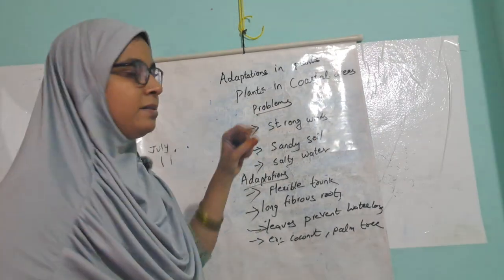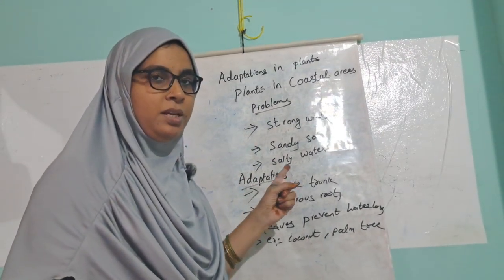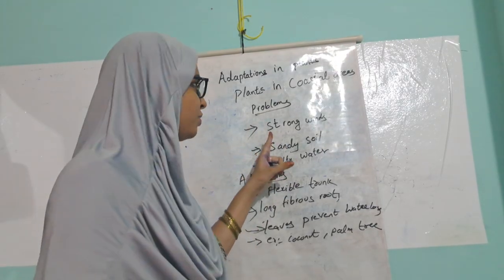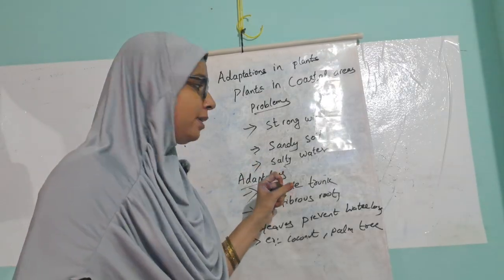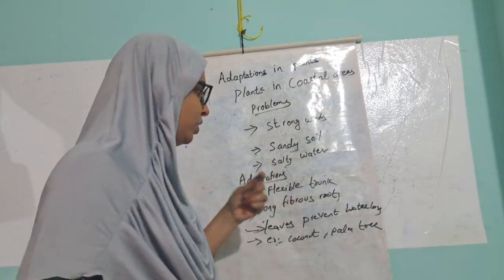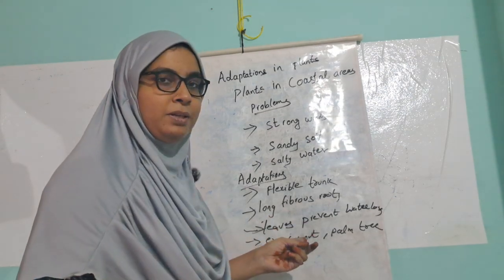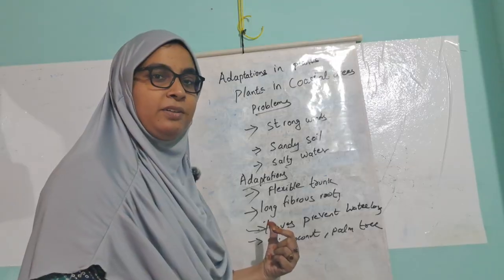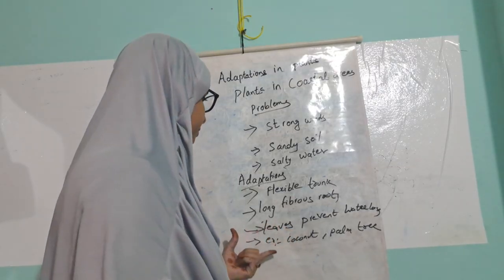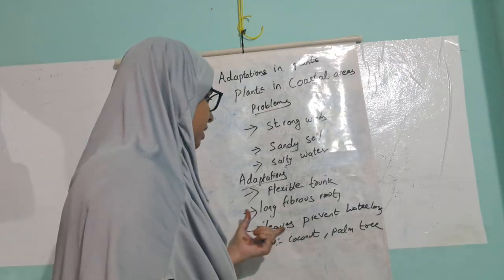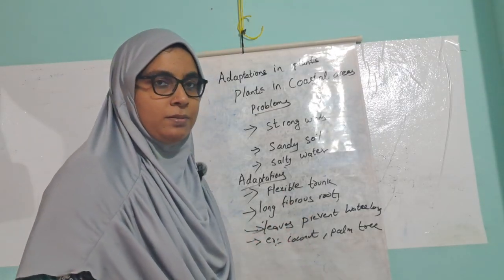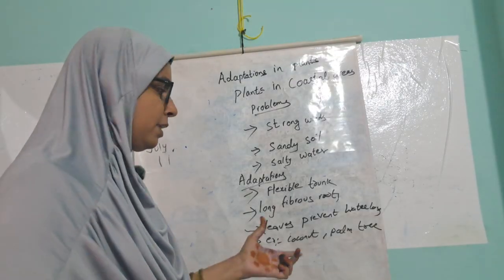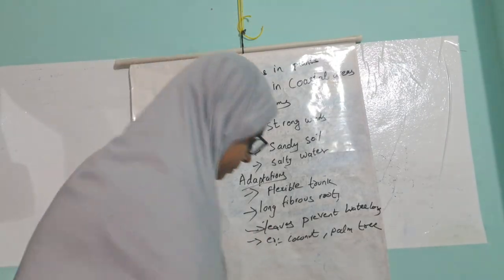So plants in coastal areas. In coastal areas, what are the problems that plants face? They have strong winds, sandy soil, and salty water. What are the adaptations? They have a flexible trunk, a long fibrous root system that holds the sand firmly. Leaves prevent water loss. So these plants have leaves that prevent water loss. Examples: coconut tree, palm tree.